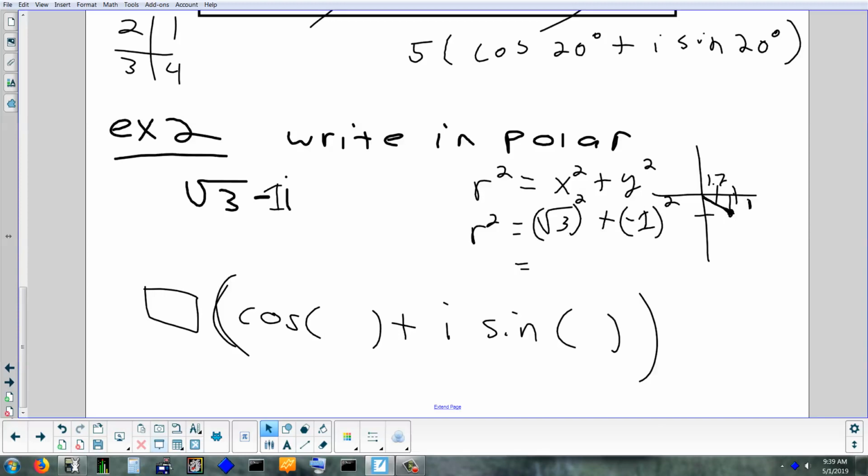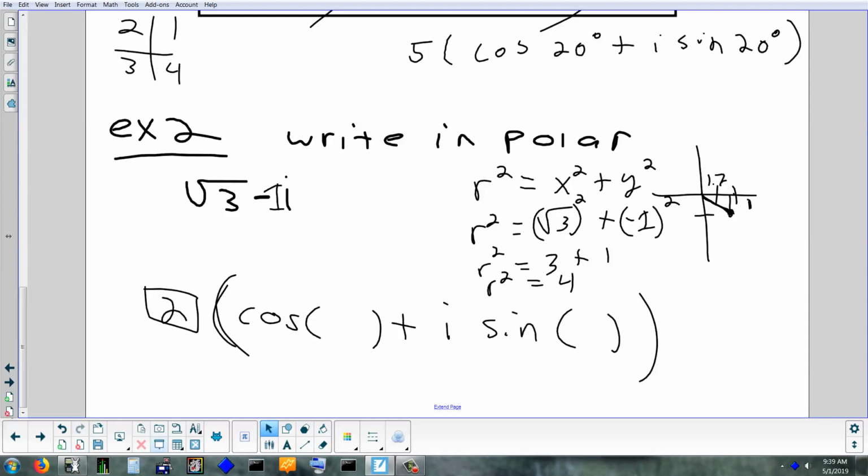What's the square root of 3 squared? 3. Square and square root cancel out. What's negative 1 squared? 1. 3 plus 1 gives me 4. Remember, this is r squared. So what's r? 2. That's the radius in the final answer. So my radius is 2. Okay, last thing I need to find is my angle.